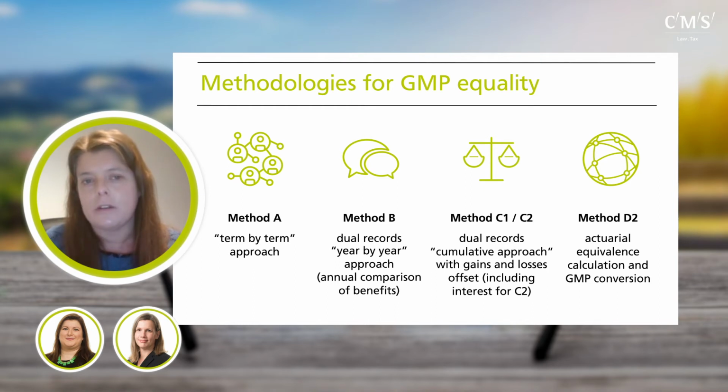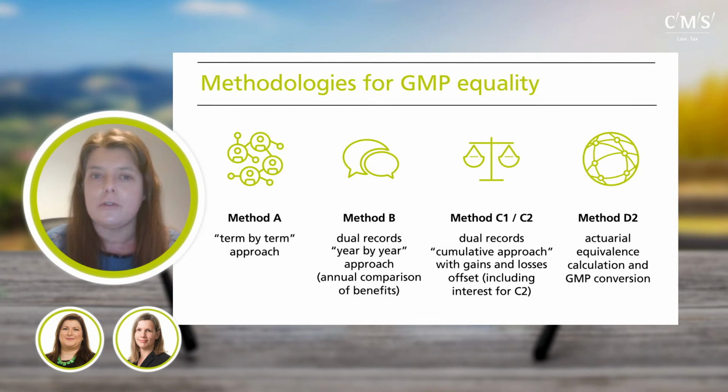Under method D1, you identify whether the actuarial value of the unequalised benefits that would apply to a member of the opposite sex is higher. If this is the case, an additional benefit, probably in the form of an additional pension, equal in actuarial value to the excess, is provided to the member.